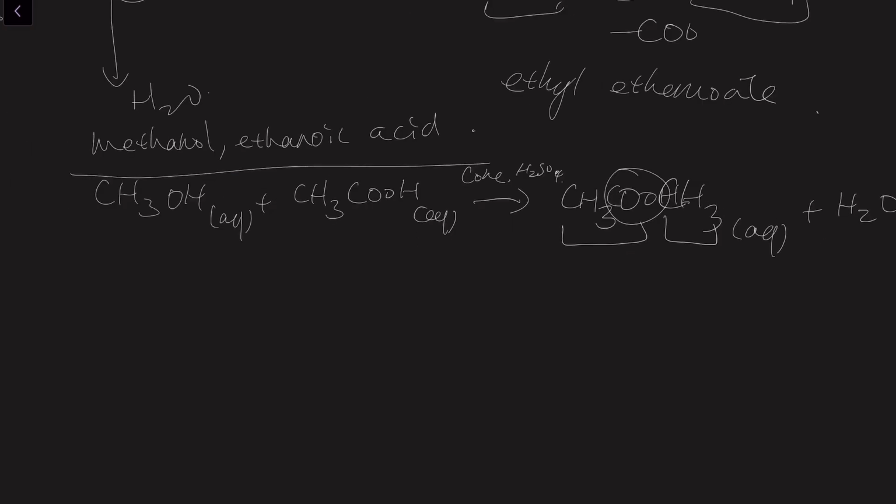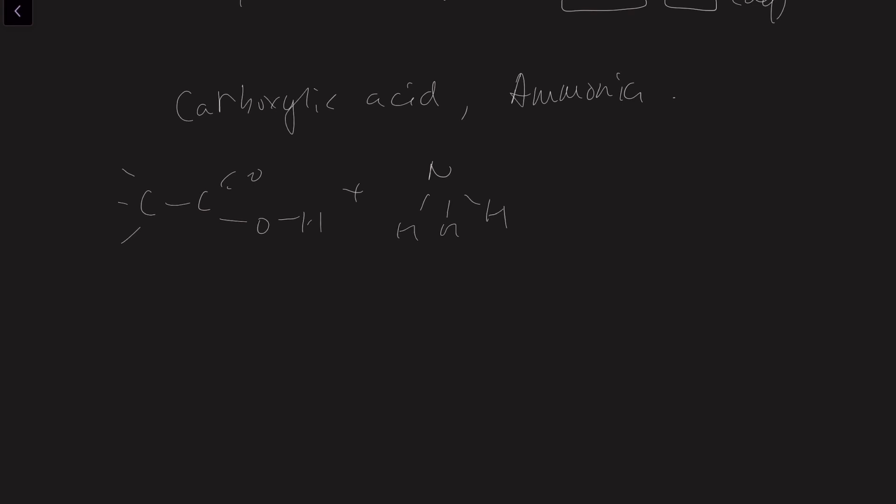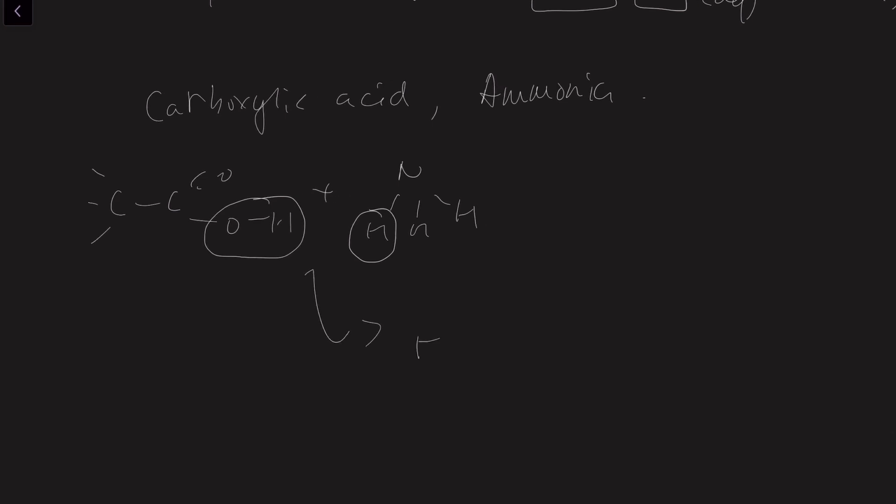The last type of reaction we are going to look at is the reaction between carboxylic acid and ammonia. So this is also an example of condensation reaction. So again, the carboxylic acid loses the OH, and the ammonia also loses one of the hydrogens to form water. And then we can establish a direct link from carbon to the nitrogen.